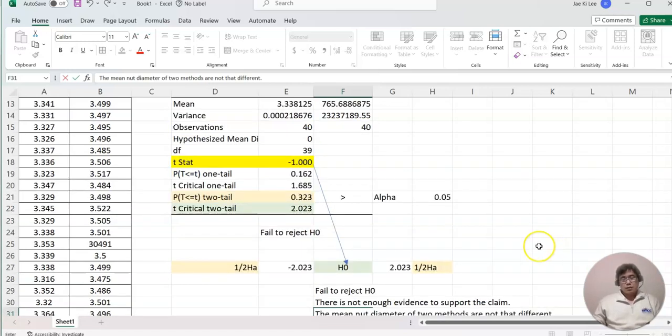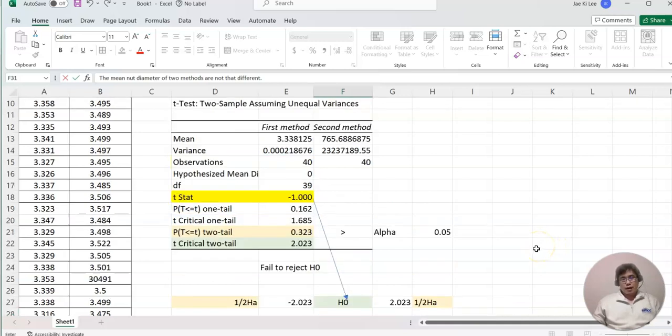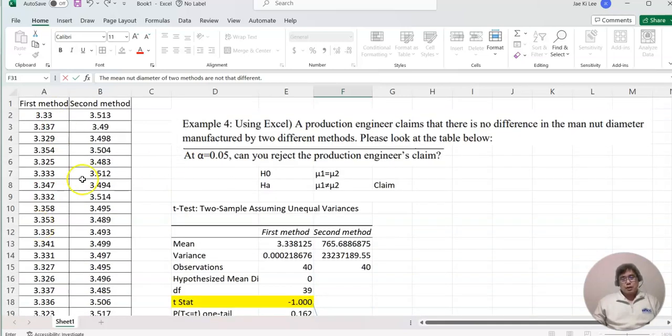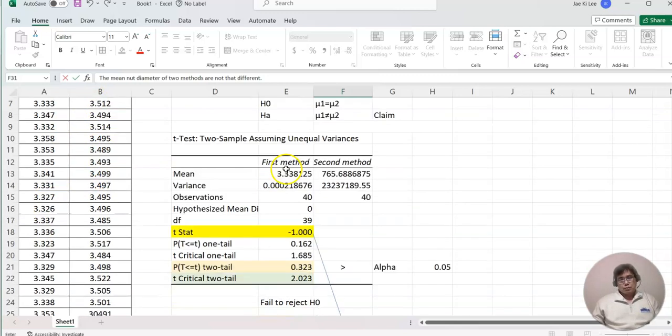So this time we used Excel to analyze two independent sample data, using both the p-value and the z-test. I hope this video helps you, and I will see you in a different video later.